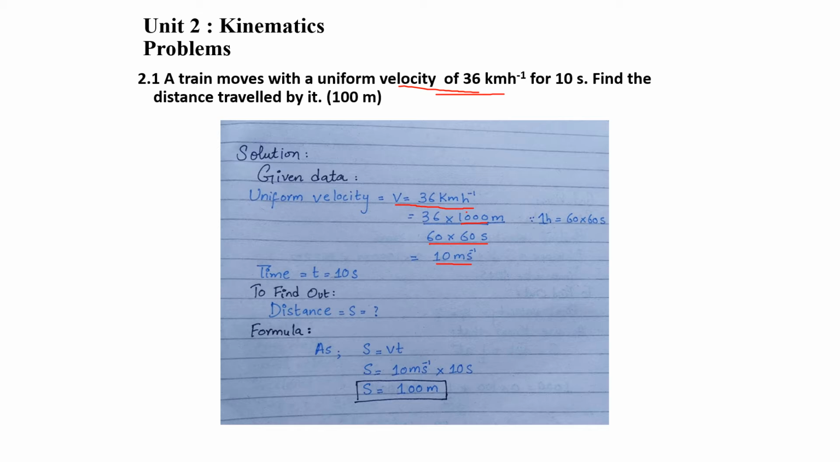The time is given to us, that is 10 seconds, and we have to find out the distance. So we will use the simple formula of distance, that S is equal to VT, right? So we have to multiply 10 by 10 and we get the answer 100. So the distance traveled by the train is 100 meter.